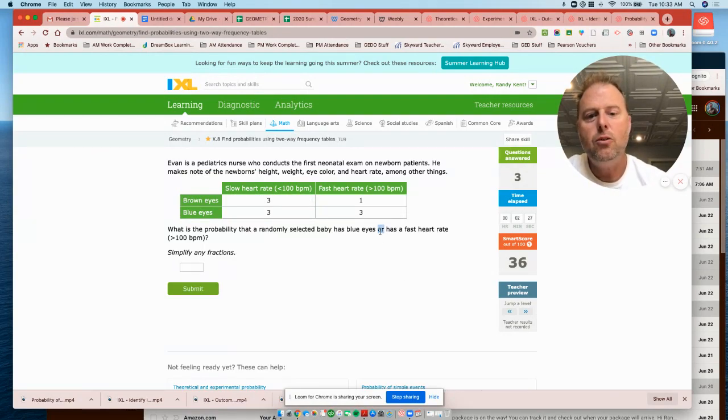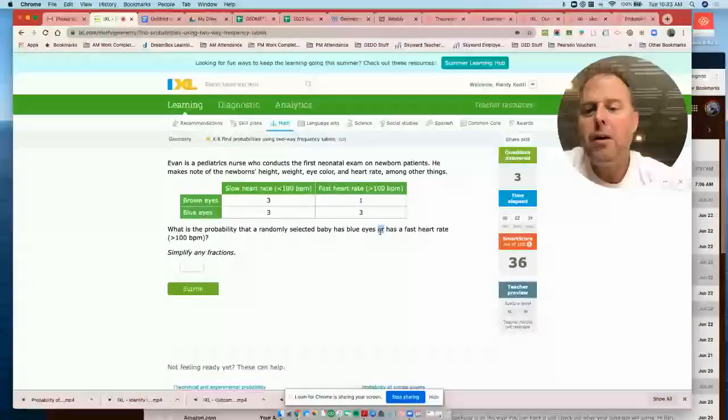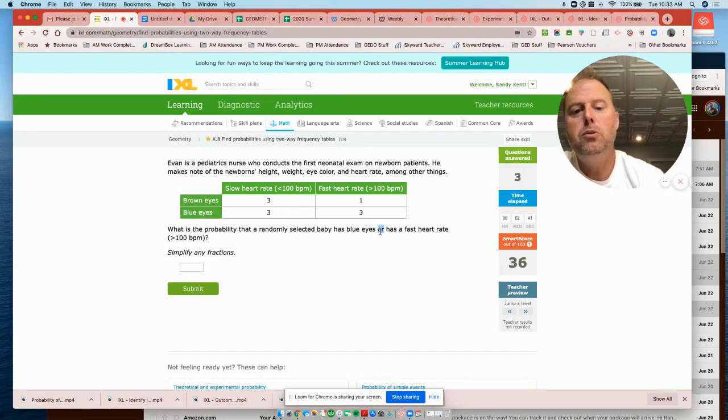Again, focusing on the or here. Evan is a pediatrics nurse who conducts the first neonatal exam on newborn patients. He makes a note of the newborn's height, weight, eye color, and heart rate, among other things. What is the probability that a randomly selected baby has blue eyes or has a fast heart rate?